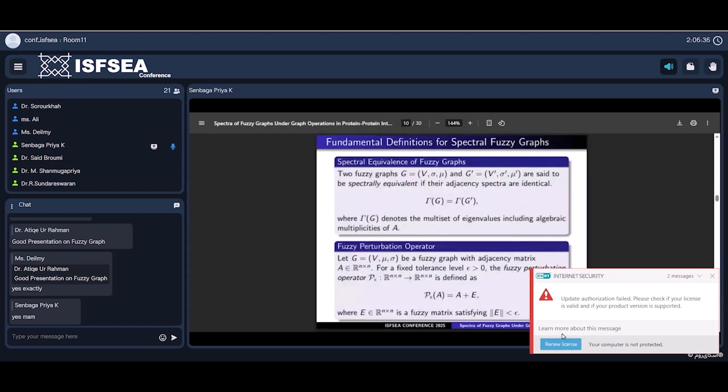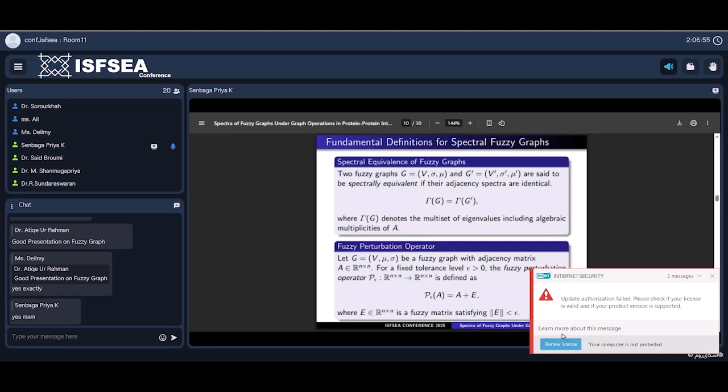Fundamental definitions of spectral fuzzy graphs. Two fuzzy graphs G and G' are said to be spectrally equivalent if their adjacency spectra are identical. That is, Γ(G) = Γ(G'), where Γ(G) denotes the multiset of eigenvalues, including algebraic multiplicities, of A.